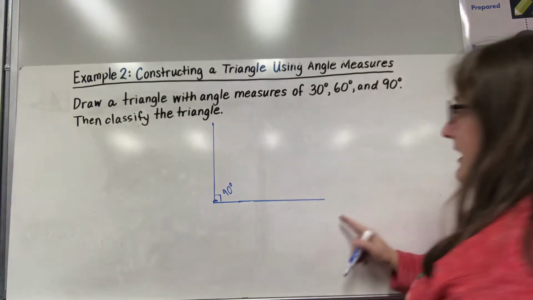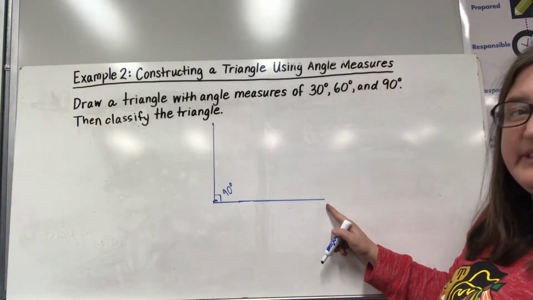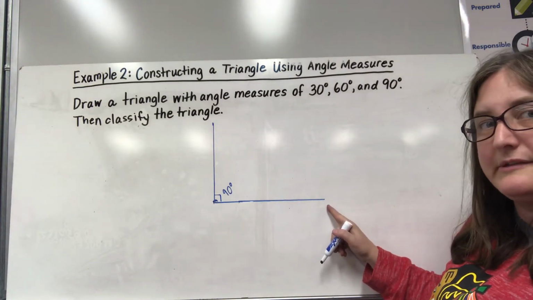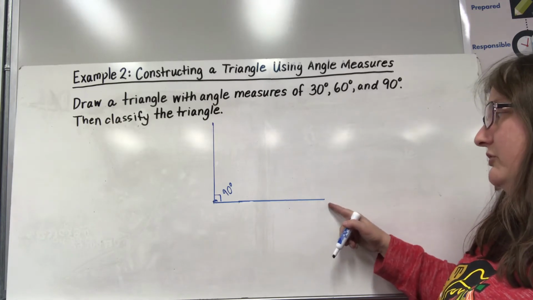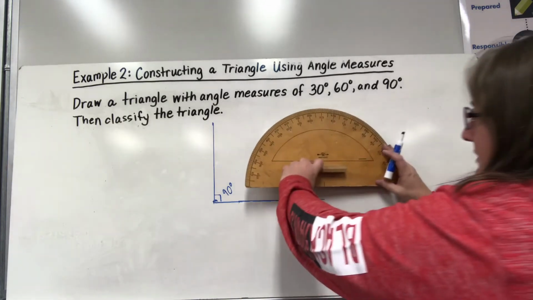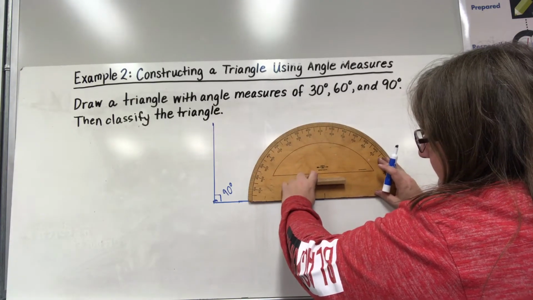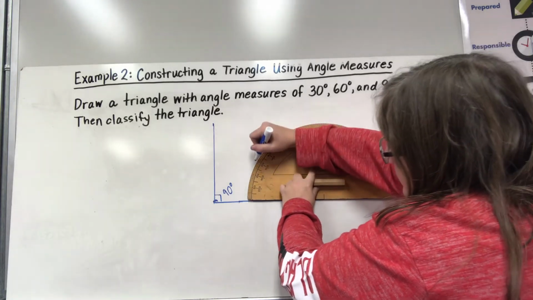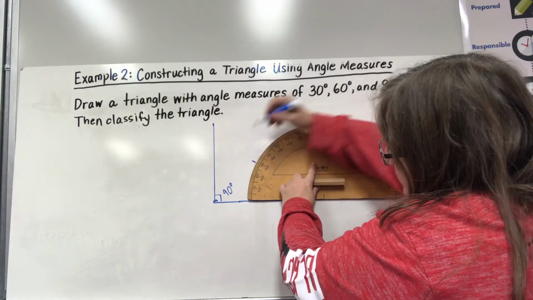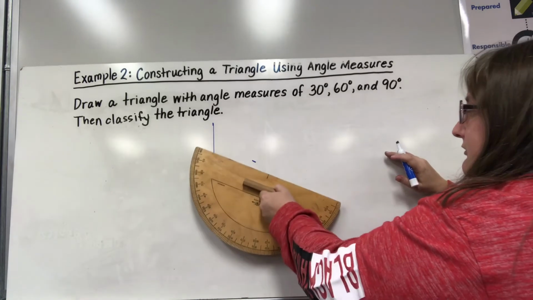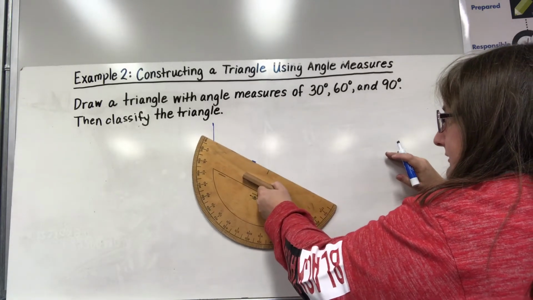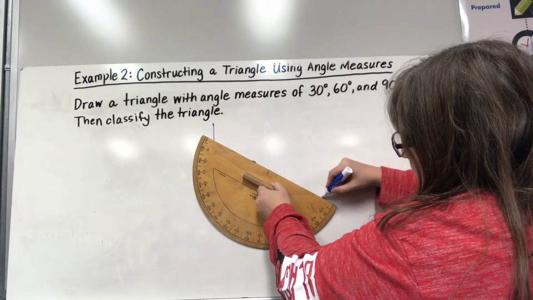So the next angle that I construct is either going to be a 60 or a 30-degree angle. It really doesn't matter which one you pick. I'm going to construct a 30-degree angle here. So I'm going to use this end as my vertex, and I'm going to measure out 30 degrees, and I am going to connect my vertex and go right through that 30-degree line.